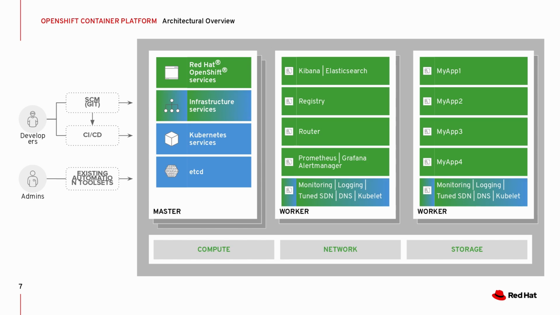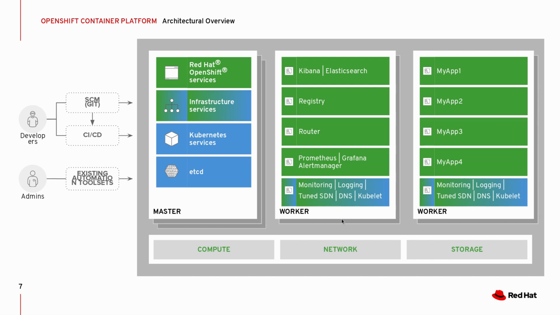The OpenShift architecture is based on the Kubernetes architecture. We have two types of nodes in an OpenShift cluster. You have the master nodes, which are the control plane of the cluster, and there we have all the cluster management components installed, like the etcd database and the Kubernetes API, and also some infrastructure services that are deployed across all the cluster nodes, like monitoring, log aggregation, and networking.